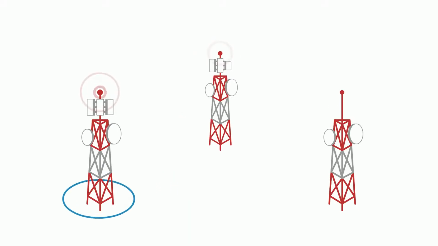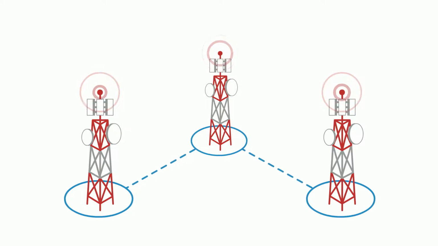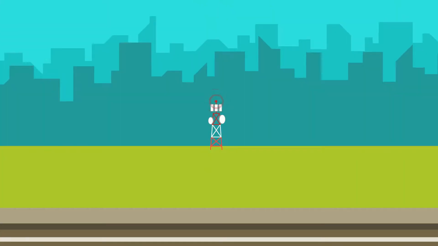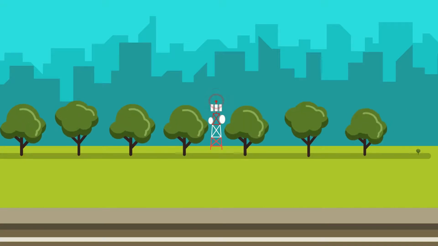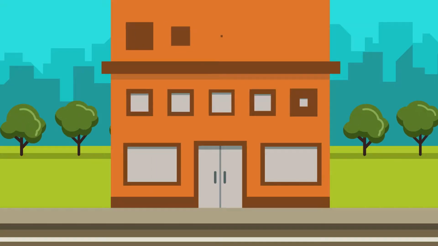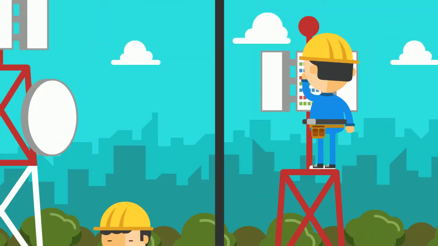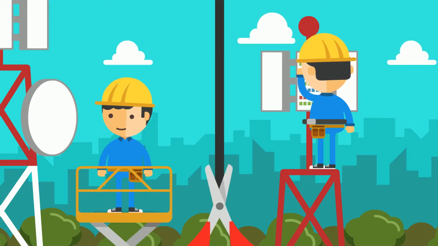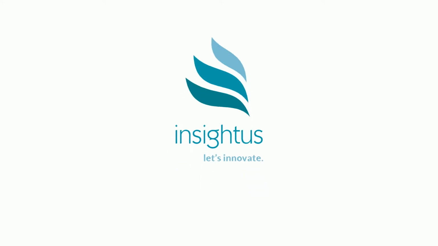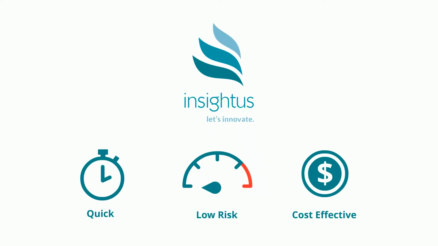Sites with microwave transmission need to have a clear line of sight between them to pass data effectively. From the ground, it is hard to determine if there is a path clear of natural or man-made structures. It takes time, money and risk to have multiple riggers check a site. Insightus Line-of-Sight offers a quick, low-risk, cost-effective way to clearly see between towers or check new site locations.